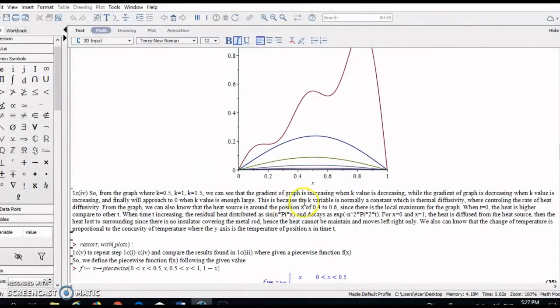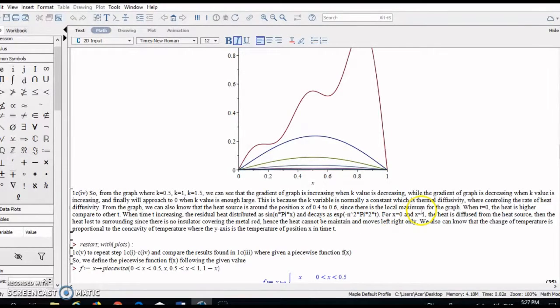This is because the k variable is normally a constant, which is the thermal diffusivity, meaning that k is controlling the rate of heat diffusivity, the rate of change. And so from the graph we can also know that the heat source is around the position x of 0.4 to 0.6.